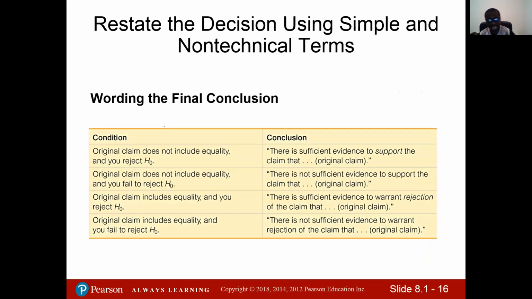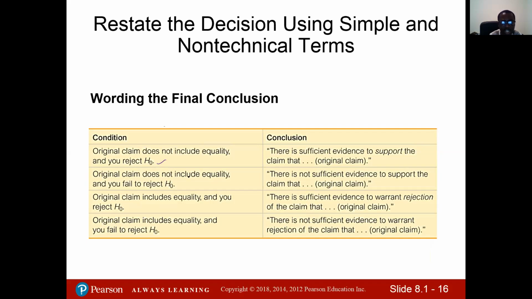Now, how do you write your conclusion? Okay. If your original claim does not include equality, and you reject the null hypothesis, you say that there is sufficient evidence to support that claim.